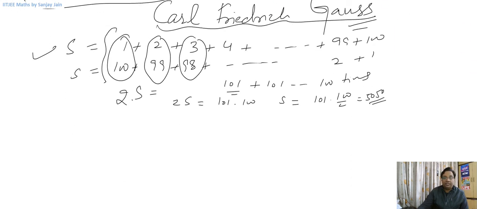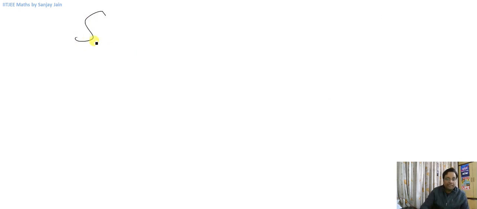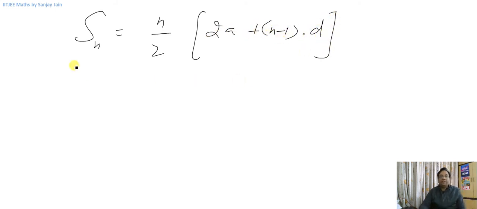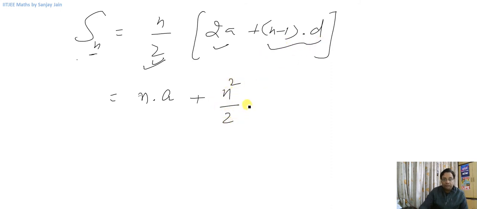Now let me write it once again and discuss something else. Sn is nothing but n by 2 into (2a plus (n minus 1) into d). This is sum of first n terms of an AP. Now if I open this bracket, if I multiply this n by 2 into this 2a, 2 will get cancelled and it will be n into a. Now if I multiply this n by 2 into this expression, it will become n square by 2 into d minus n by 2 into d.